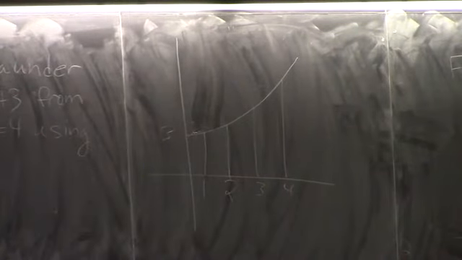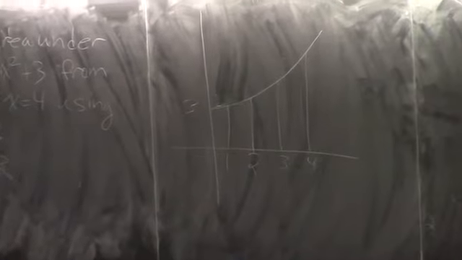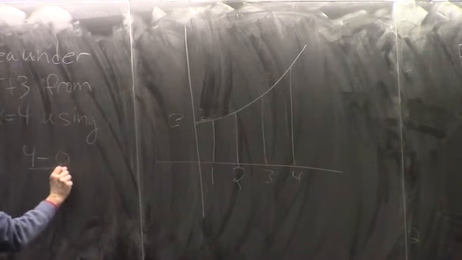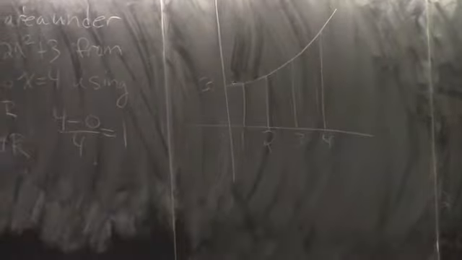So how wide is each rectangle? 1. How do we know? Well, we're going from 0 to 4. That's a distance of 4, and we're dividing by 4. So the width of each one is 4 minus 0. That's the end point, right? That's the length of the interval, divided up into 4 rectangles. Remember this when it gets more interesting.